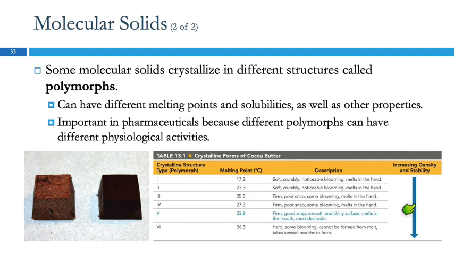The texture and appearance of these and the melting point is going to be different. So this most desirable one is nice and firm. It has a nice snap to it. It's going to be smooth and shiny, and it's going to melt in your mouth. So this is the best kind. Some of these other ones are soft and crumbly. They'll melt in your hand. They'll have some blooming. What's blooming?